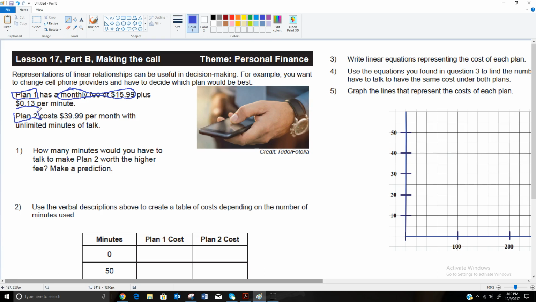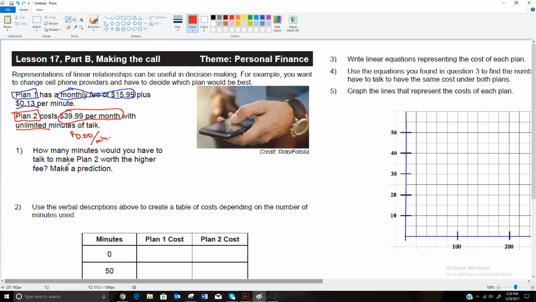Whereas plan 2, and I'm going to try to keep these in different colors, so let's do plan 2 in red. Plan 2 costs $39.99 per month, so it's more per month. However, it has unlimited minutes, so you don't have to pay for minutes. Unlimited minutes basically means 0 cents per minute. It doesn't cost anything.